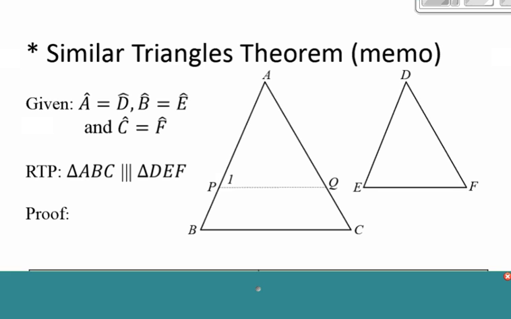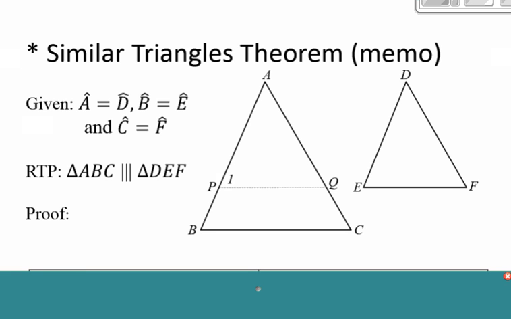In this video, we're going to look at the proof of the similar triangles theorem. Remember that this theorem states if two triangles are equiangular, then the corresponding sides are in proportion and the triangles are similar. So what we've been given here are two triangles, triangle ABC and triangle DEF.